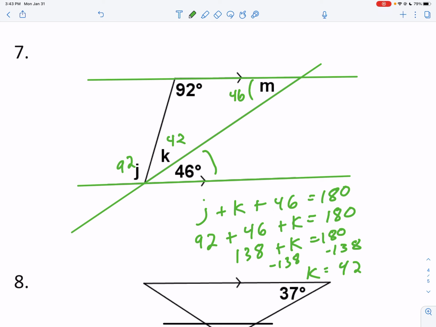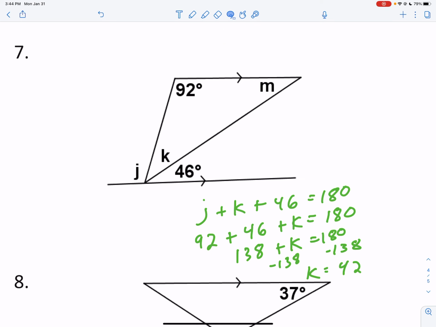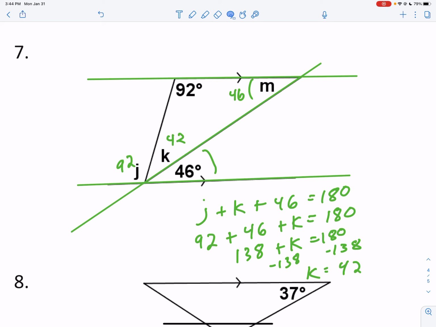And that's actually it. This one ended up way easier than I expected. It looked crazy, didn't it? Didn't it look really hard because of all this stuff? Like, look, that's hard. But when you extend the lines a little bit, you get a little bit more information. It's easier to see it as a transversal going through two parallel lines.